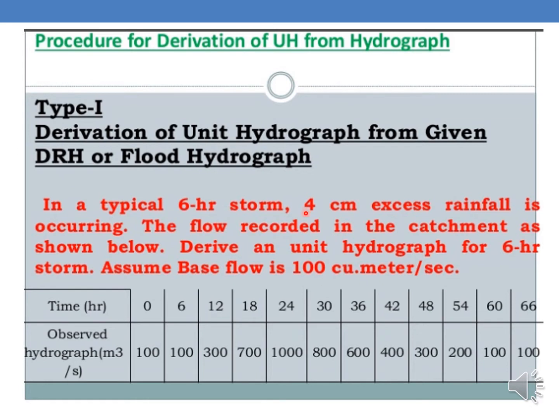The procedure for derivation of a unit hydrograph from a storm hydrograph. In a typical 6-hour storm, 4 cm excess rainfall is occurring. The flow recorded in the catchment is as shown below. Derive a unit hydrograph for the 6-hour storm. Assume base flow is 100 cumec. So here a 6-hour storm hydrograph is given with the excess rainfall of 4 cm. You are asked to derive a unit hydrograph. The observations are time intervals 0, 6, 12, 18, 24, 30, 36 and the hydrograph values are 100, 100, 300, 700, 100 etc.